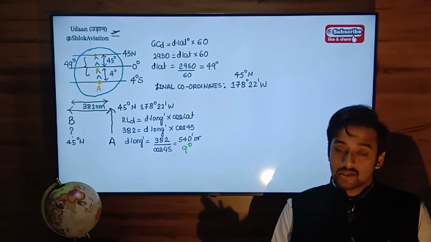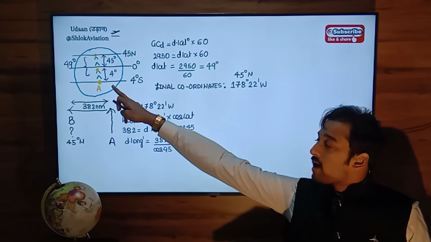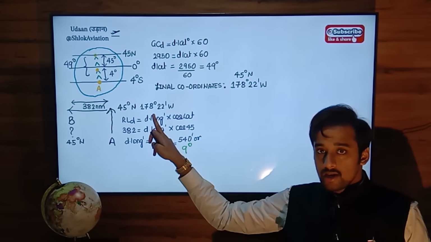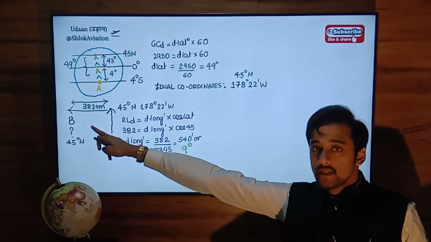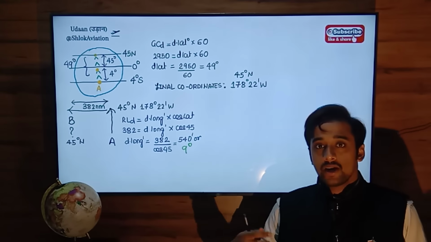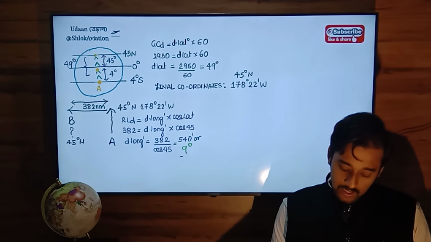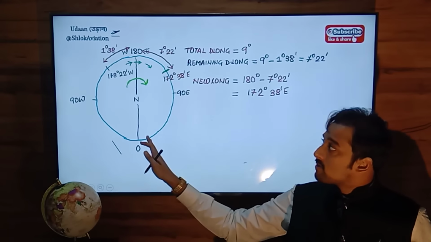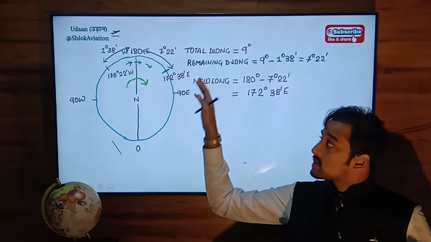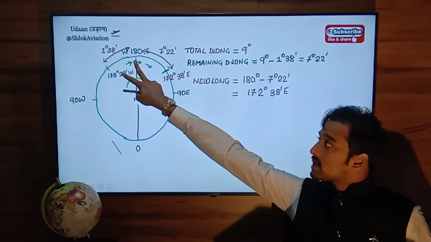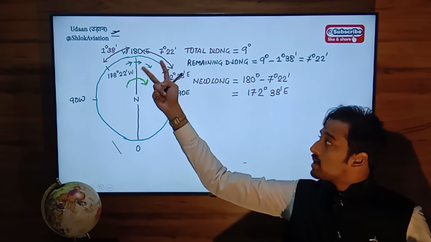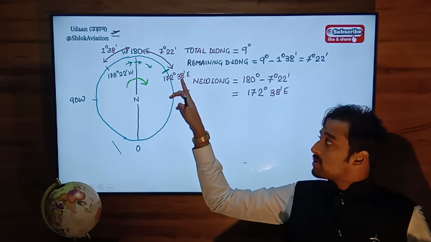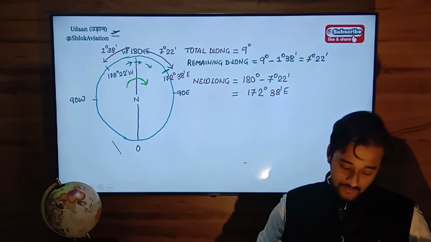So we started with the great circle. We started with finding the latitude, which is 45 north, 178 west. Then for the rhumb line, same latitude but different longitudes. So we found D long, and after finding that, we plotted this diagram. We came to know that the total D long is 9 degrees. Out of that, 1 degree 38 minutes is this small part. The remaining part is 7 degrees 22 minutes. So 180 minus that will give you the new longitude.